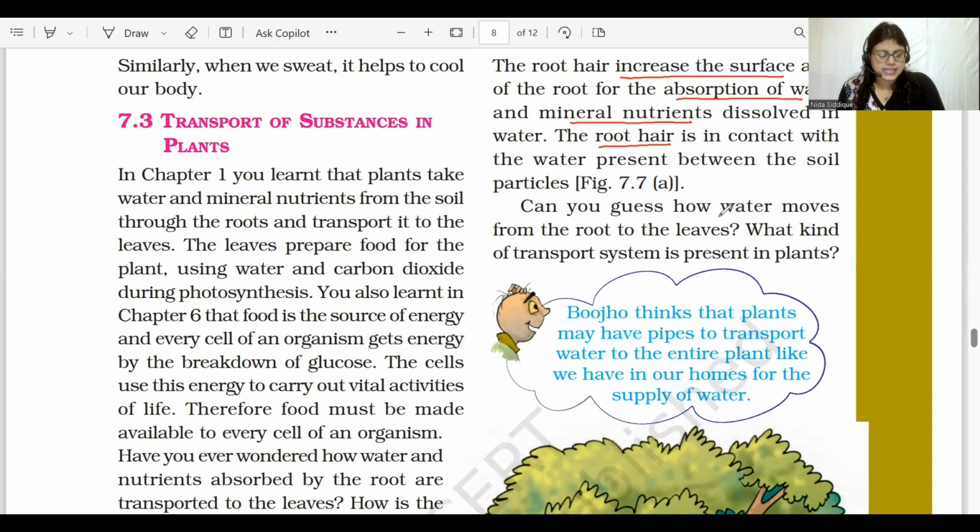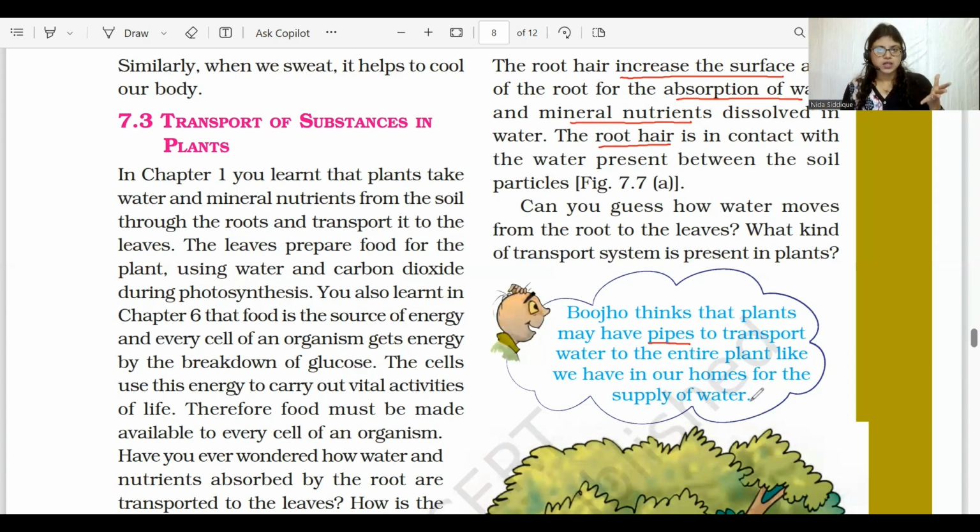So can you guess how water moves from the roots to the leaves? Have you ever wondered how it is going to happen? What kind of transport system is present in the plants? Now, Buju is going to apply 100% of his brain, and let's see what he's saying. Buju thinks that plants may have pipes to transport the water to the entire plant, like we have in a home for the supply of water.